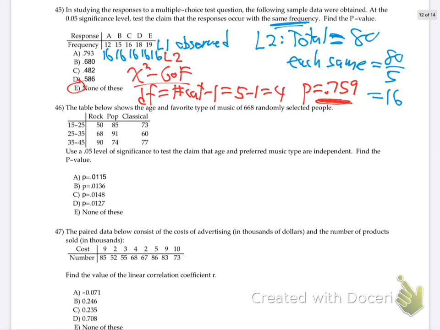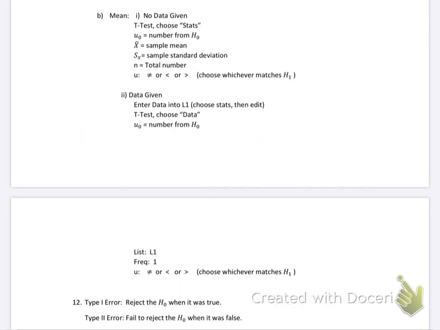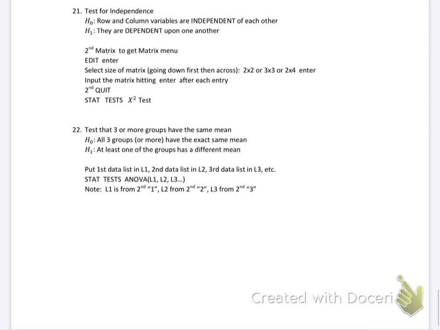All right. So test the claim. What kind of test is this one? Yeah, it says it right there. Independence. Test for independence. So that's the matrix thing, isn't it? If you go to the notes, right here, test for independence. H0 is they're independent. H1 is dependent.